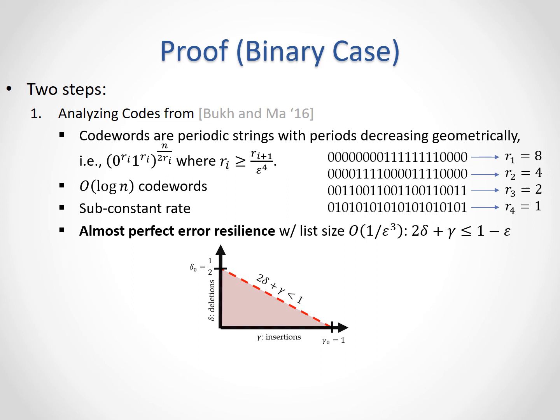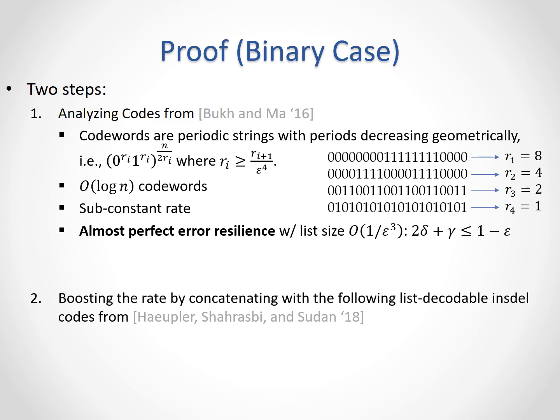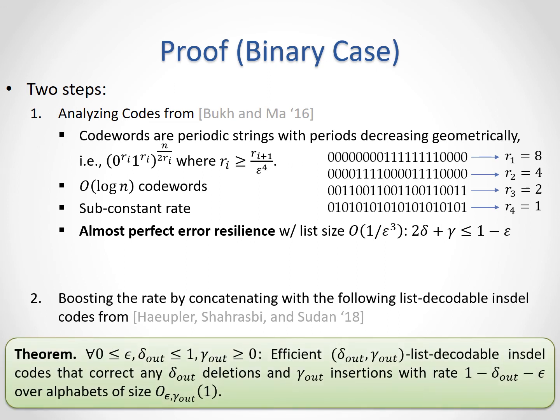In the second step of the proof, we concatenate these Bukh-Ma codes with a list decodable insertion-deletion code over large alphabets from a previous work and show that this concatenation would result in a code that has positive rate and yet maintains the almost perfect error resilience.